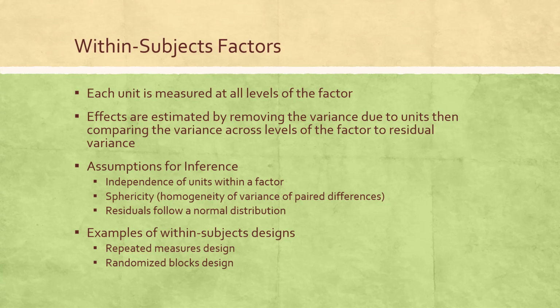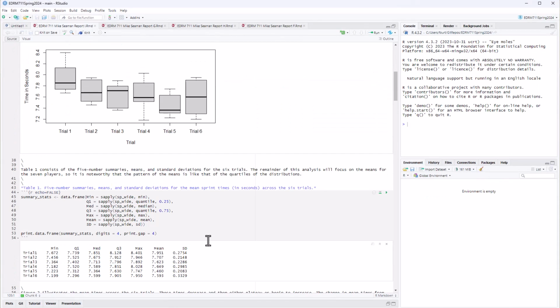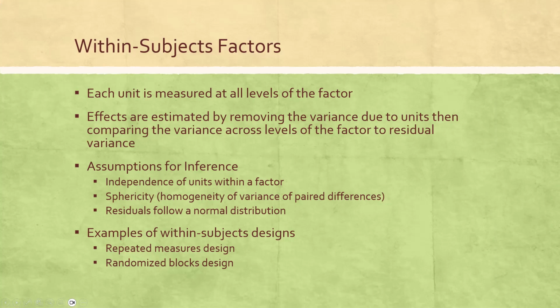Examples of within subjects designs are the repeated measures design, and that's what we have here. We have a repeated measures design. If you look at these box plots, these are the same individuals being measured 6 different times. That's repeated measures. But another design that we could have is a randomized block design, and statistically, this is analyzed the exact same way. In a randomized block design, what we do is we match individuals.